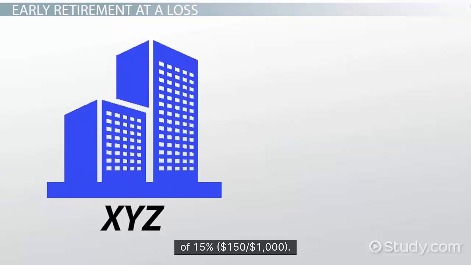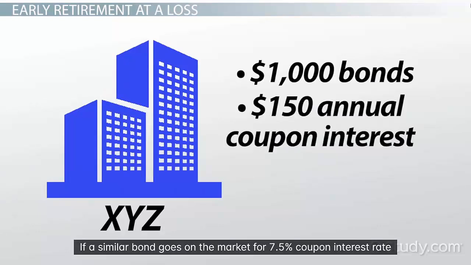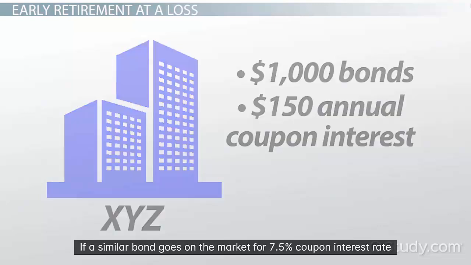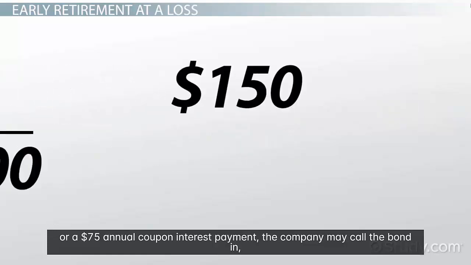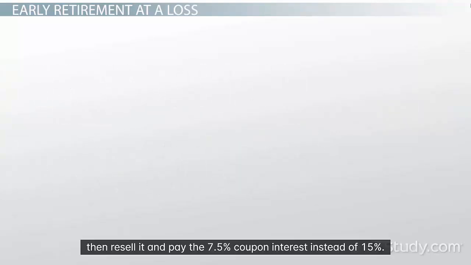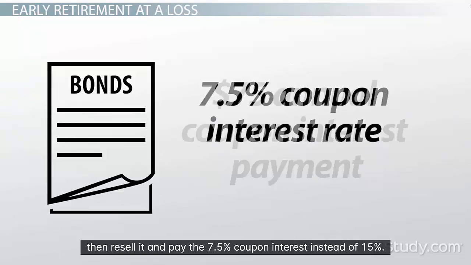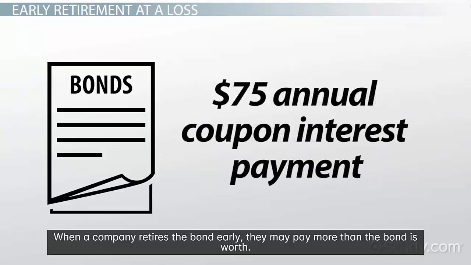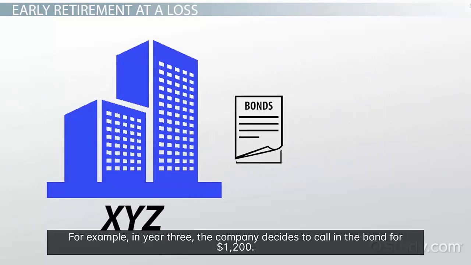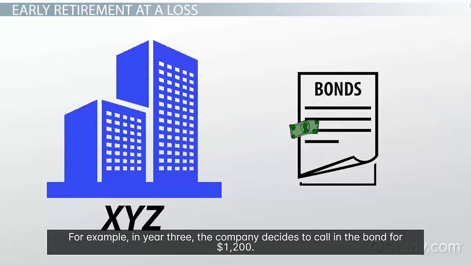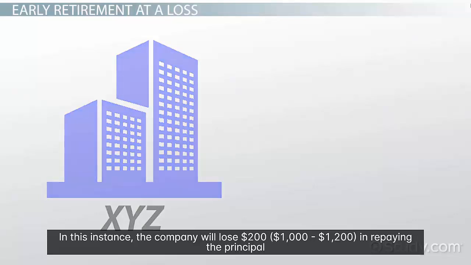Let's look at Company XYZ's bond issuance. They issued $1,000 bonds with $150 annual coupon interest payments, or a coupon interest rate of 15%, $150 divided by $1,000. If a similar bond goes on the market for 7.5% coupon interest rate, or a $75 annual coupon interest payment, the company may call the bond in and retire it, then reissue a new bond at the lower rate of 7.5% coupon interest instead of 15%.